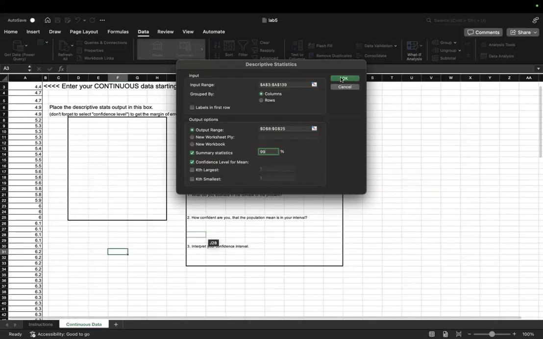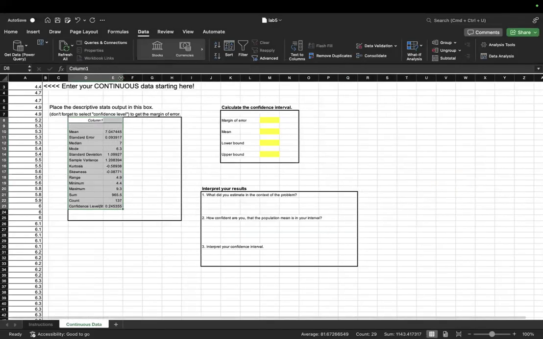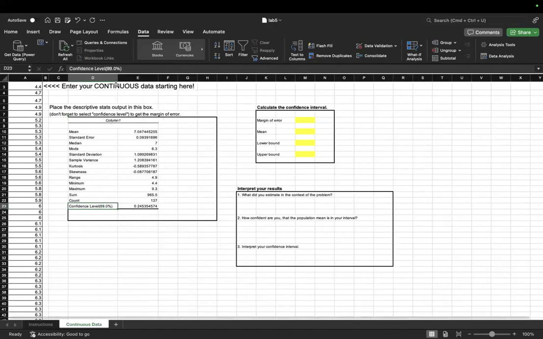Okay, I'm going to click OK, and it's going to pop in there. I'm going to make it bigger. Okay, so my margin of error is right here, where it says confidence level. See here, 99%. This number is my margin of error. So once again, I'm going to go in here, equals, and then margin of error, and hit enter. So the confidence level is the margin of error. The mean is still the mean.